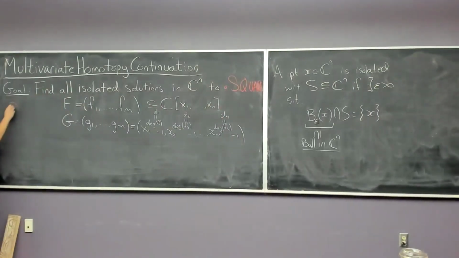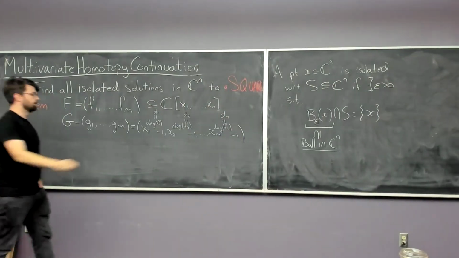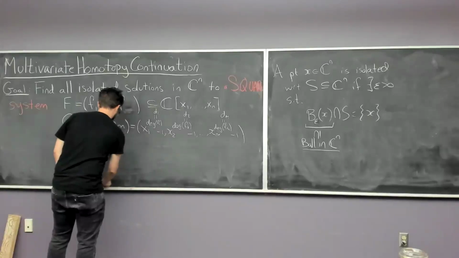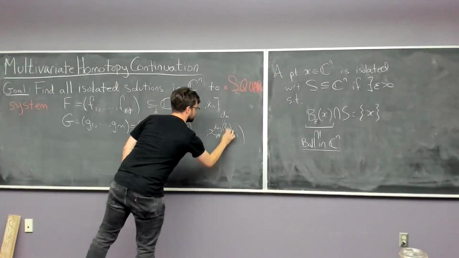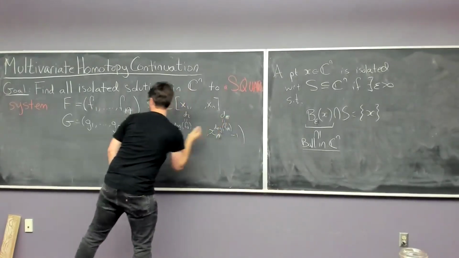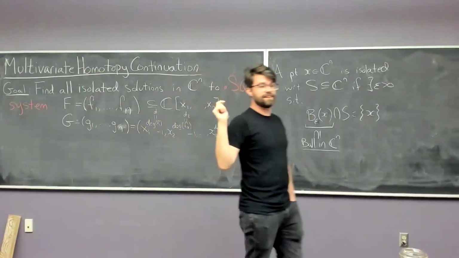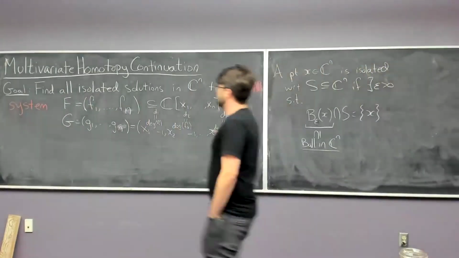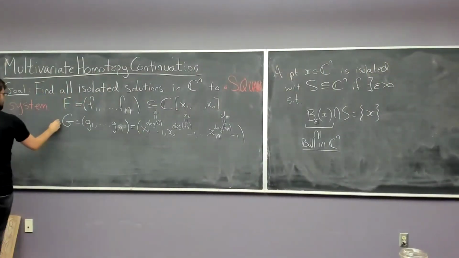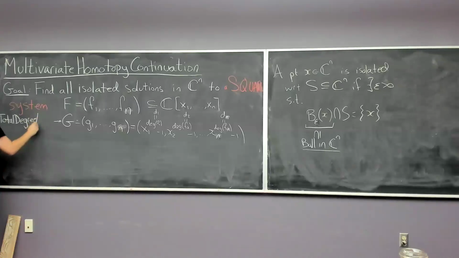So we want this system to be square, which means as many equations as variables. Okay, now we have finitely many choices for each coordinate of a start solution. This is called the total degree start system, or the Bezout start system.